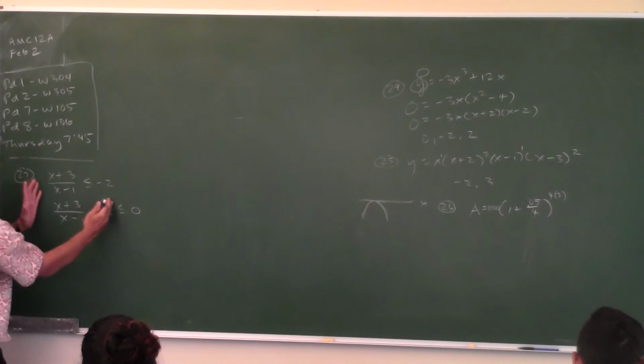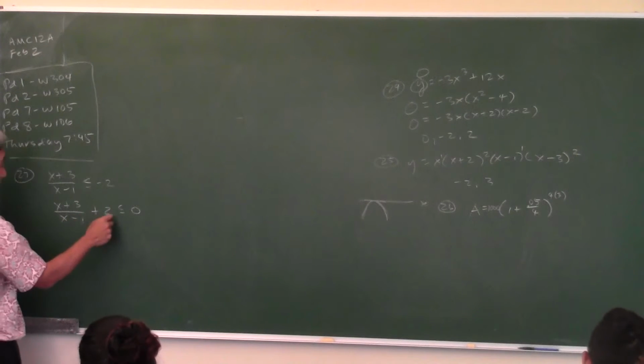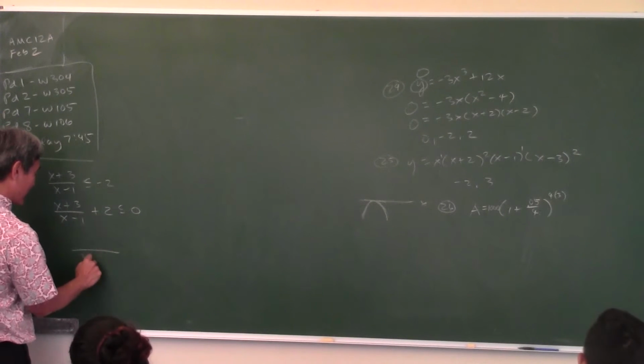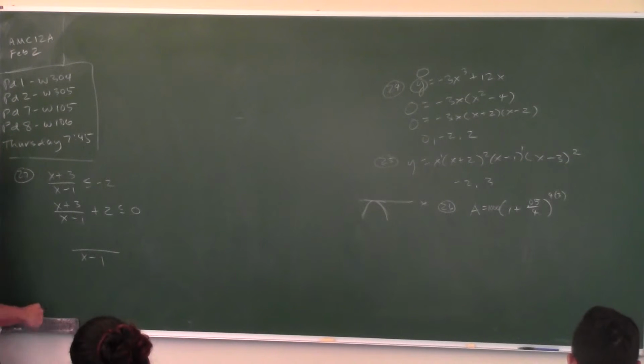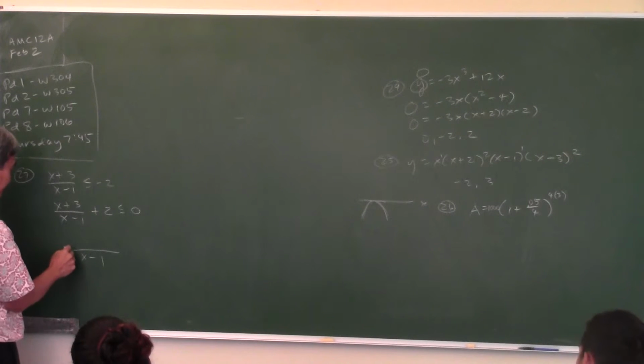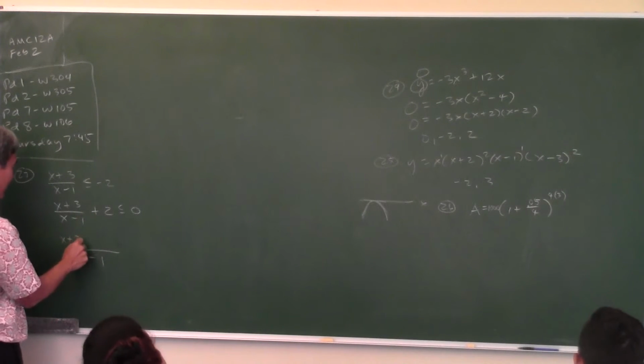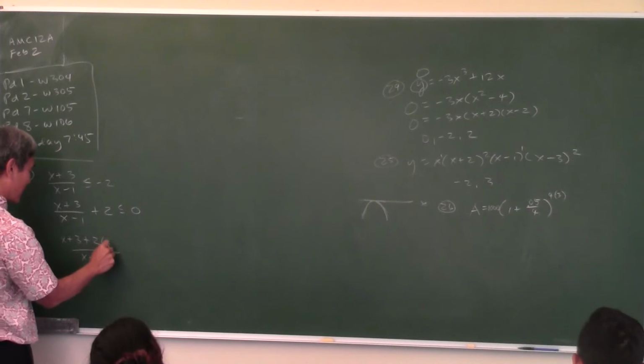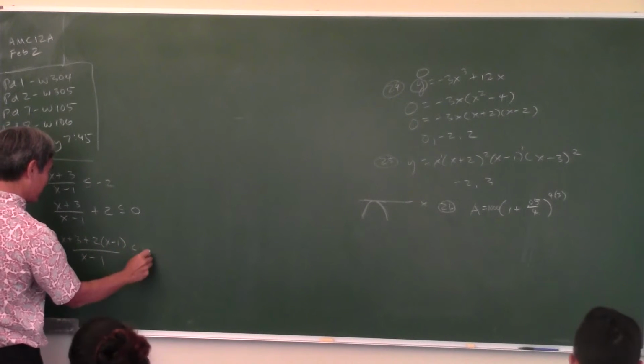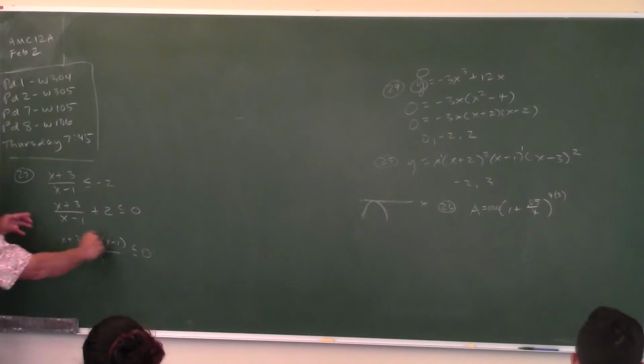Okay, and then what you need to do is you need to factor this side. So when you're adding or subtracting fractions, you need to make the least common denominator. So what goes on the top then? X plus 3 plus 2 times x minus 1, right? Okay, multiply out the whole top.